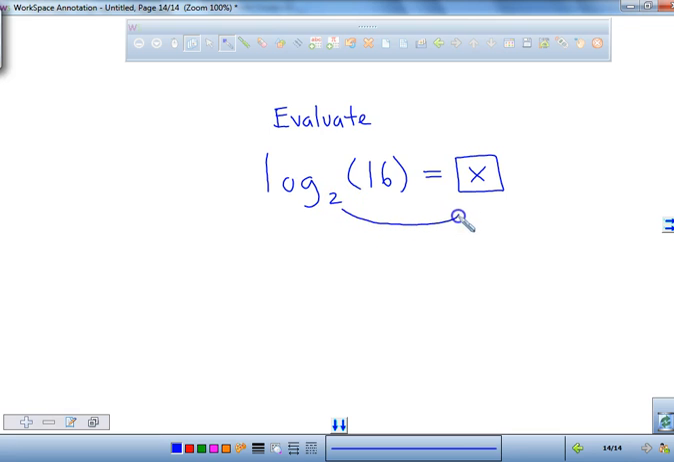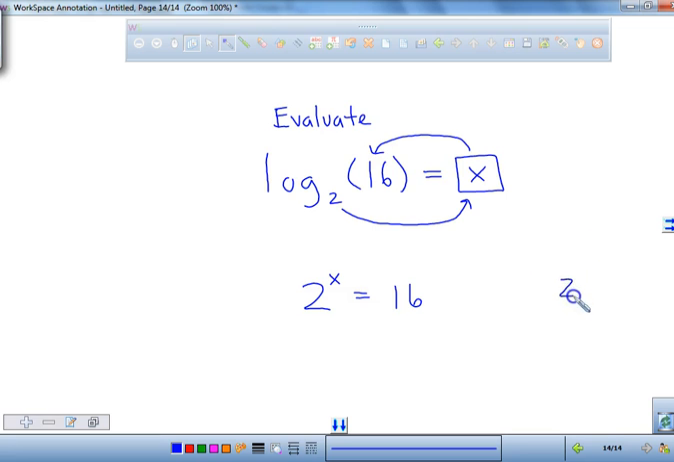I want you to draw an arrow from 2, which is our base, to x, and then draw an arrow from x to the 16. And I want you guys to set it up as this: 2 to the power of x equals 16. So 2 to what power equals 16?